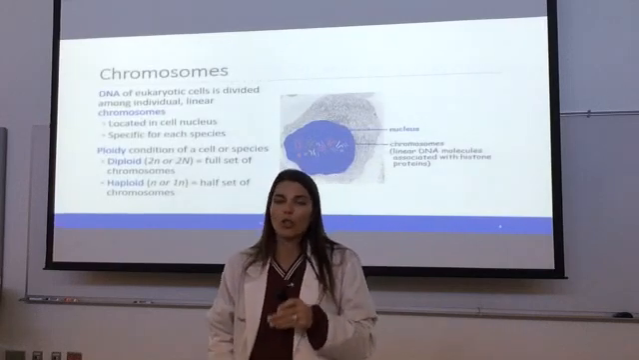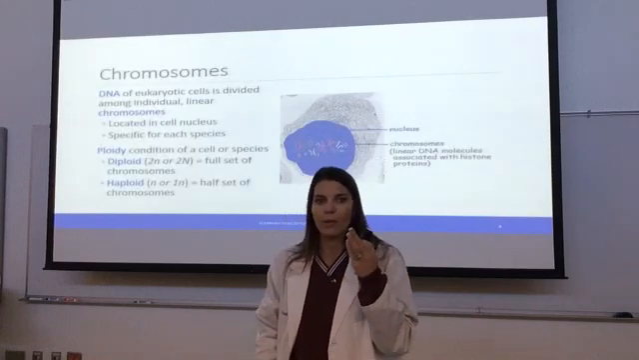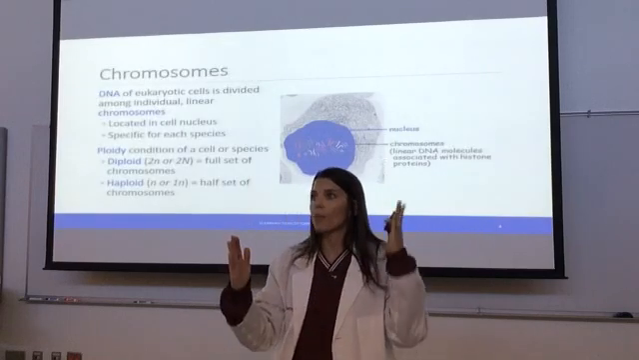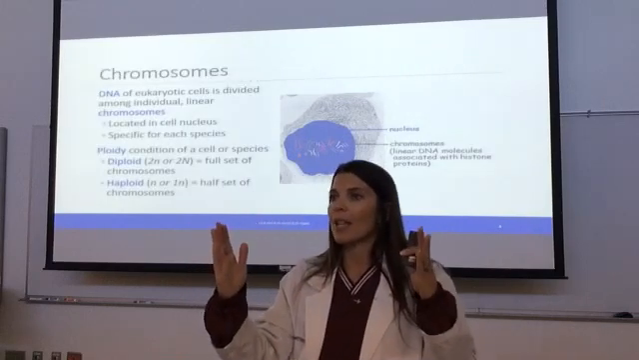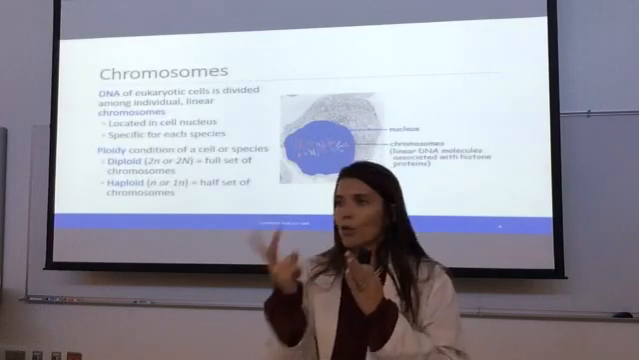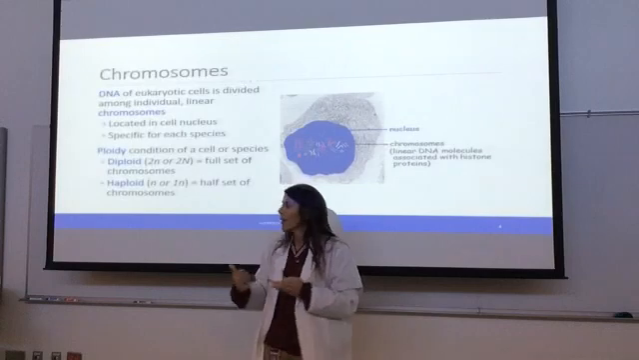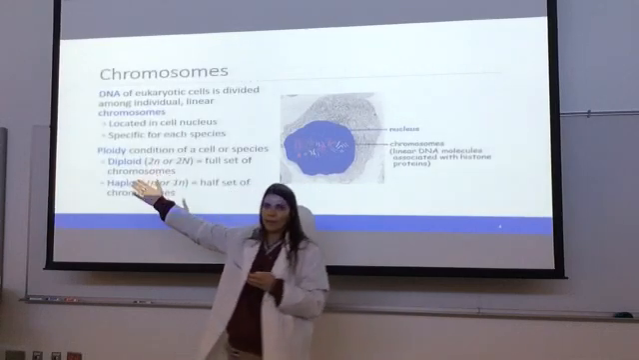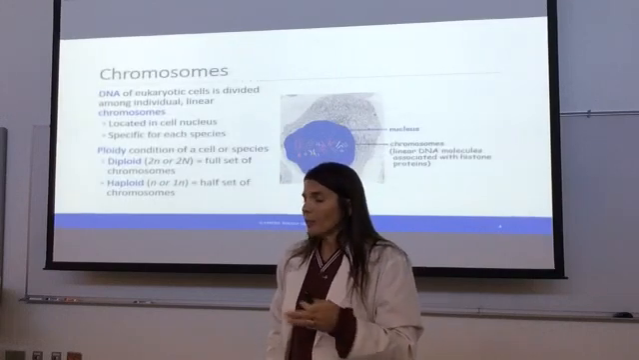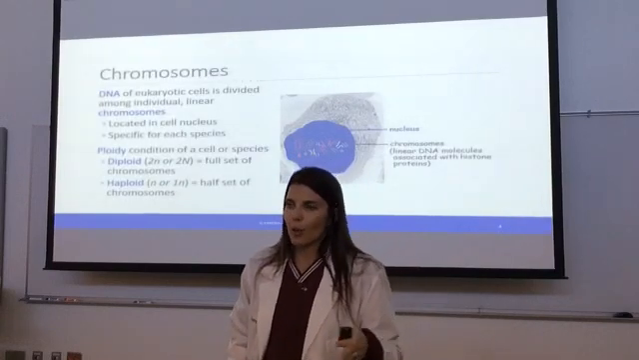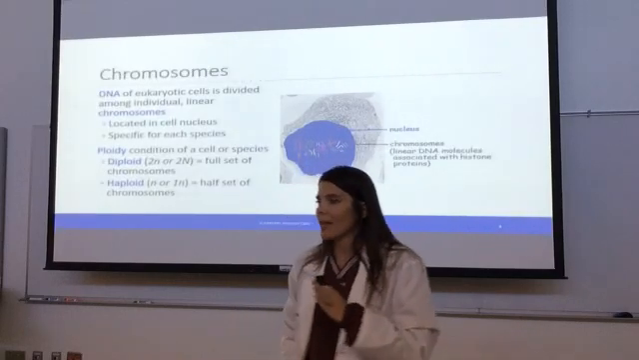How many sets do we have? 2. How did we get 2 sets of chromosomes? One from your mama, one from your daddy. So daddy gave you one set, mom gave you one set, and as a result, you have two sets. Organisms that have 2 sets of chromosomes, like you and I, we refer to as diploid, which means they have 2 sets of chromosomes. In fact, every cell in your body is diploid with the exception of your gametes.